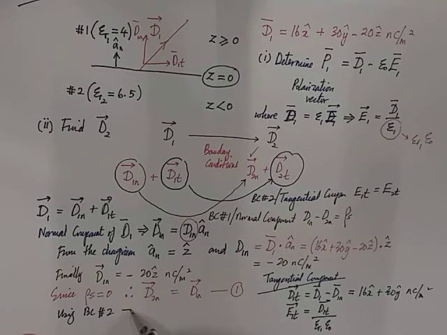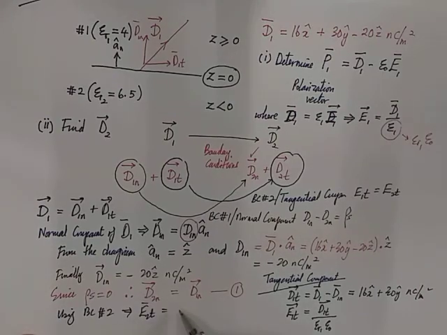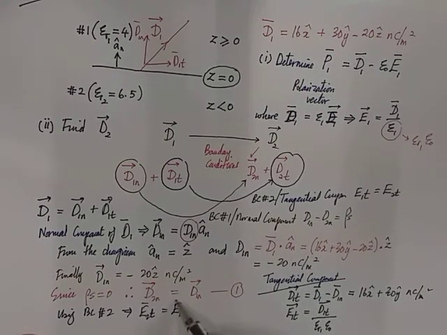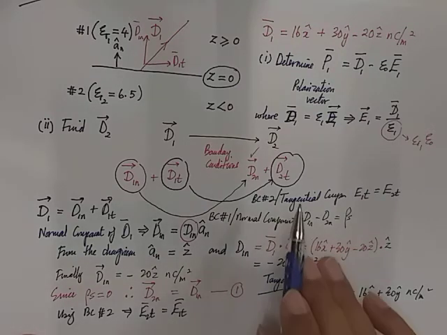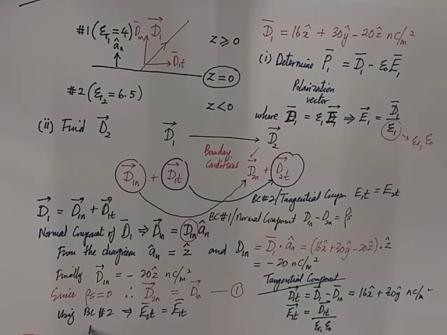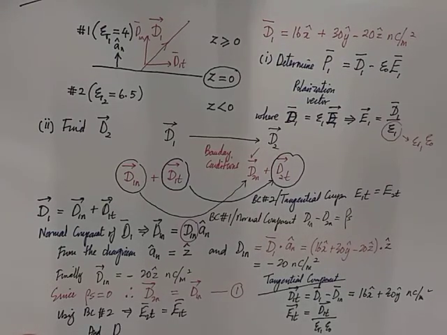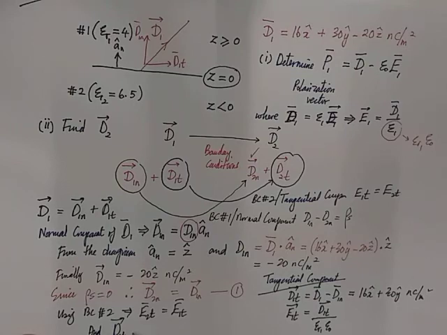what we are saying now is E2t is equal to E1t. Therefore E2t is now equal to D1t over epsilon r1 epsilon naught. Okay, so that is done already. Now what we need to do is find D2t, and D2t is equal to epsilon r2 epsilon naught multiplied by E2t.